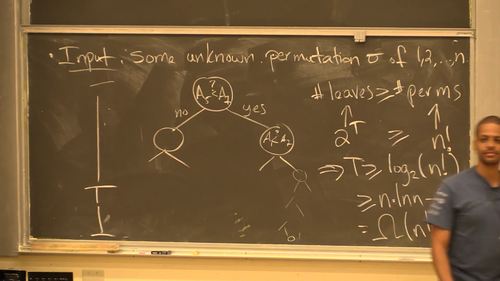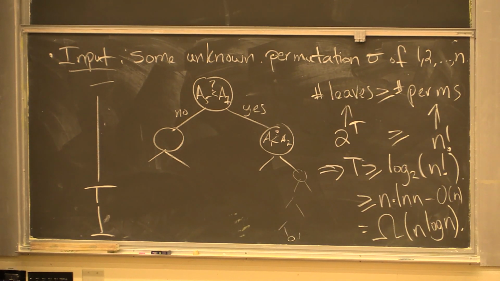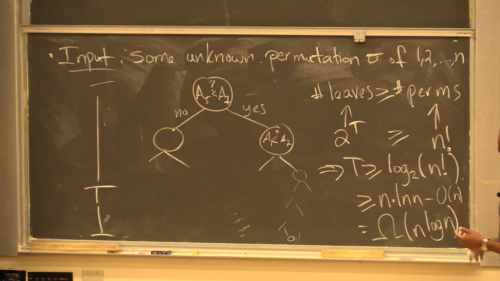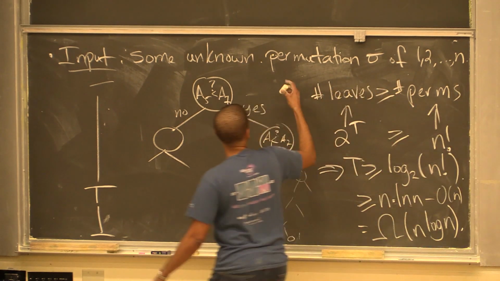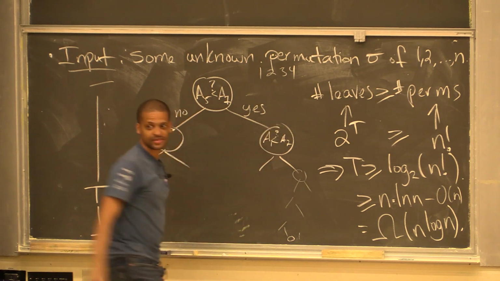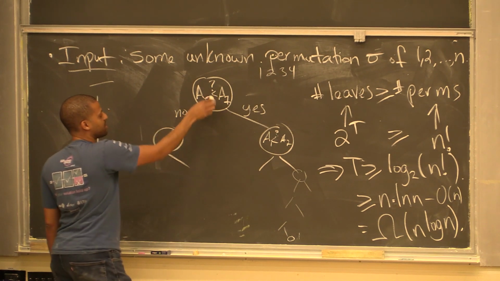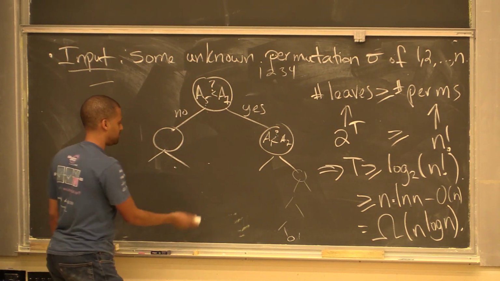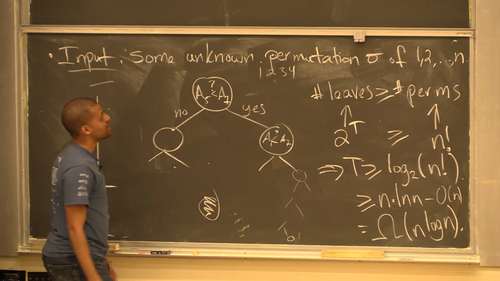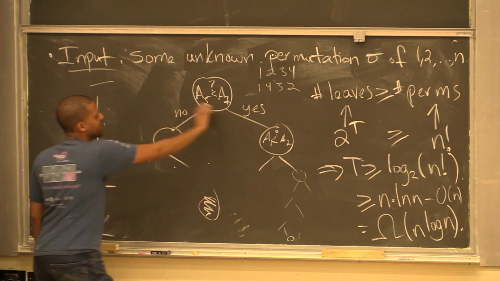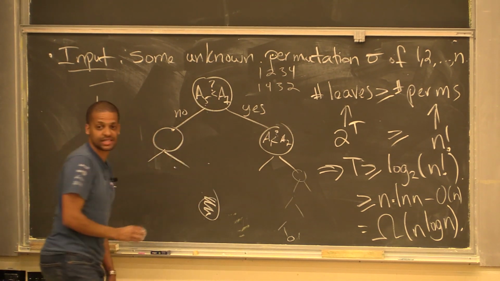Yeah? What do you mean that every leaf corresponds to a permutation if you're just doing random comparisons throughout the tree? What I mean is the following. Take the permutation 1, 2, 3, 4. Let's say that were your input. Then your algorithm is going to do some comparisons, and it's going to end up at some leaf. Now let's look at a different permutation, 1, 4, 3, 2. It's again going to do some comparisons and end up at some leaf.